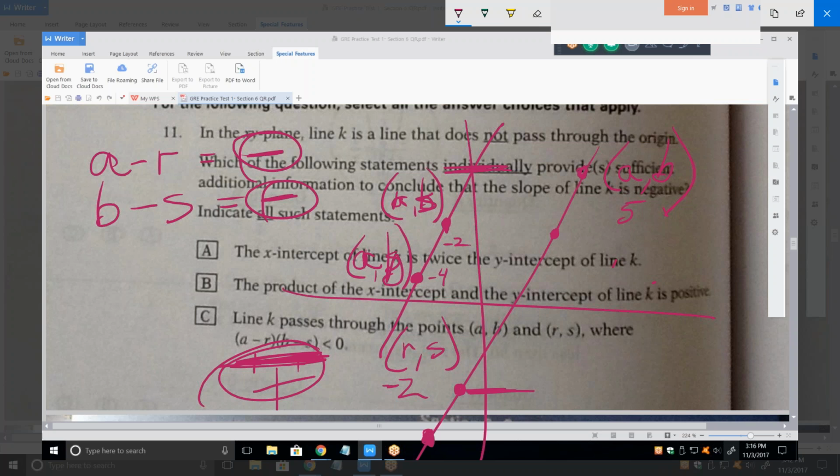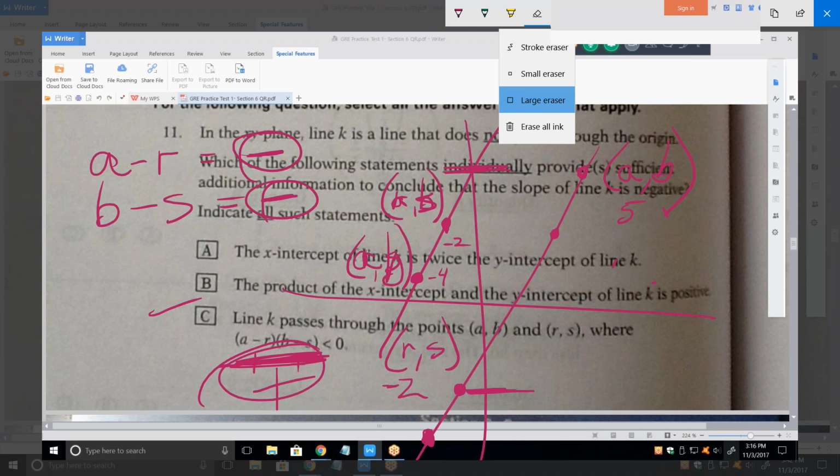Right. So it doesn't matter how you orient the positive slope line or where you put the R and the S or the A and the B, I always get a positive sign when I do A minus R times B minus S, which kind of tells me that if I get a negative sign, I got a negative slope.